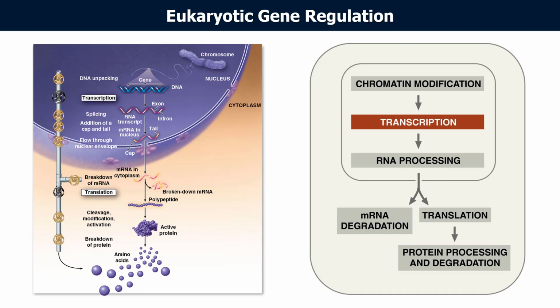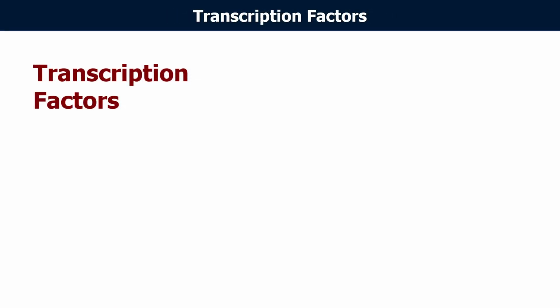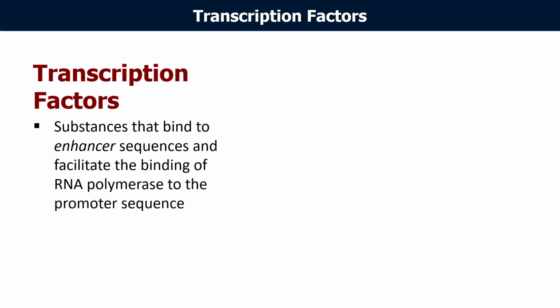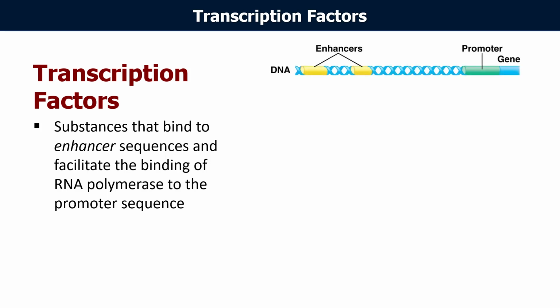Let's assume that the chromatin is modified in some way. The gene is accessible. It's available for transcription. So now we want to look at what unfolds next. So transcription, we've talked about this quite a bit. That is where RNA polymerase binds to a promoter and transcribes the gene into mRNA. But it turns out there are transcription factors that need to be in place to allow that to happen. So transcription factors are substances that bind to enhancer sequences and facilitate the binding of RNA polymerase to the promoter sequence.